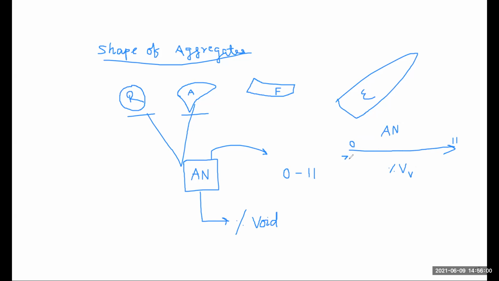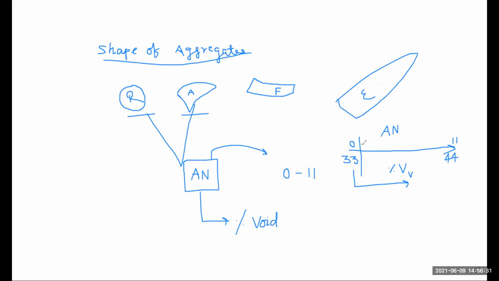Because I already discussed one problem on this. I gave one problem and asked you all to find the angularity, and based on the angularity number you comment upon the shape of aggregate. Can you recognize the question? Can you remember the question? Yes, sir. Okay. So basically I gave here 33% and here 44%. So if angularity number is 0, then percentage volume of voids is 33% and so on.